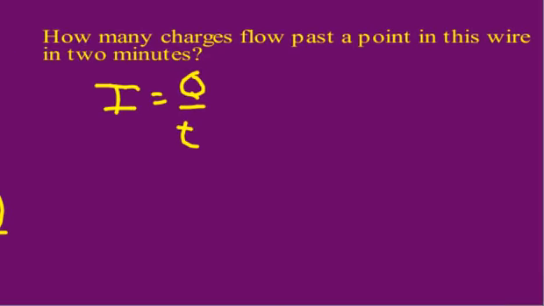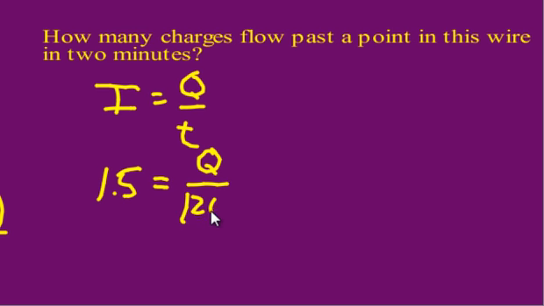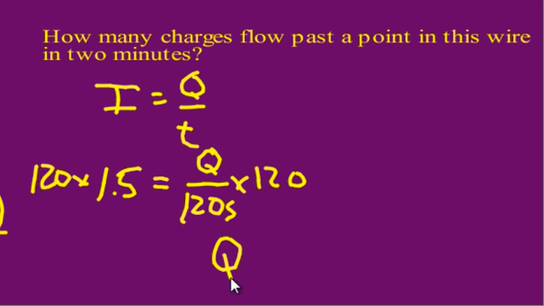So let me show you how you might use this formula to do that. The 1.5 is going to go here for the I. The Q, the amount of charge, the number of electrons, is unknown. But the time is known, it's 2 minutes. However, remember that we always have to put our time in seconds, so I'm going to put 120 seconds, that's 2 minutes. Then I just multiply both sides by 120 and I get Q by itself. Q is 120 times 1.5, that's 180.